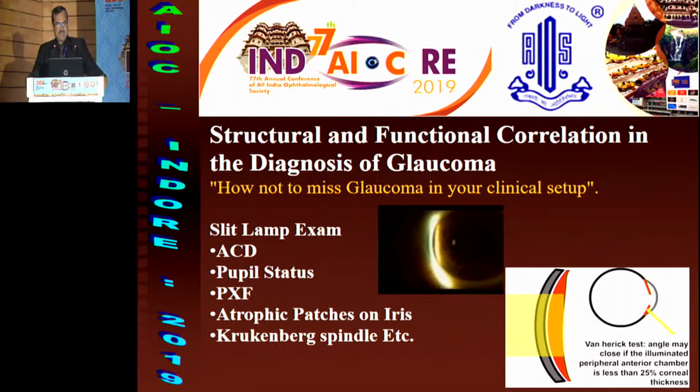Structural and functional correlation in the diagnosis of glaucoma involves, at the beginning, the moment the patient comes to you in your clinic, what is the thing that you do first? The slit lamp examination. To lead you towards glaucoma, the most important thing that you must do and develop and make it a habit is to see the anterior chamber depth. The pupil striatus, the pseudo exfoliation, atrophic patches on iris, Krukenberg spindle, etc. And Van Herick's test is the way to go to see for the depth of the anterior chamber.